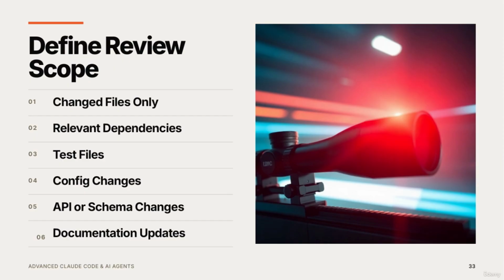Configuration changes are also critical, as they might affect application behavior or deployment. API or schema changes require careful scrutiny because they can impact integration points and data structures. Finally, documentation updates are essential to keep the project well documented and maintain alignment with the changes made. By clearly defining the scope, we streamline the review process and ensure nothing crucial is overlooked.